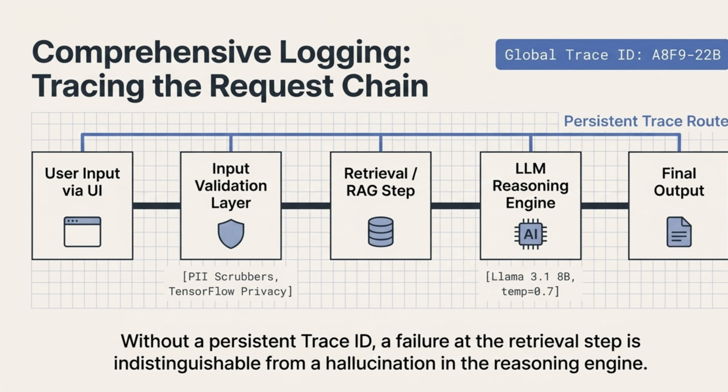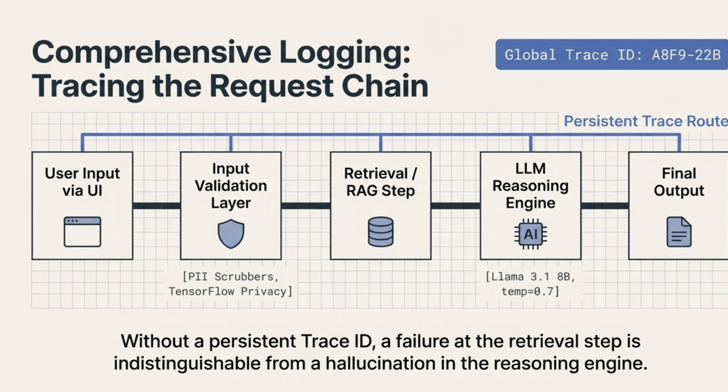Alright, Section 3, Real-time Observability and Logging. Moving from theoretical threats to applied engineering, we need to learn how to monitor what the AI is actually doing out there in the wild. This is where comprehensive logging comes in. We're talking about a persistent trace route. It follows a global trace ID, something like AF922B, from the user input at the UI, through the input validation layer, into the RAG step, through the LLM reasoning engine, and finally to the output.